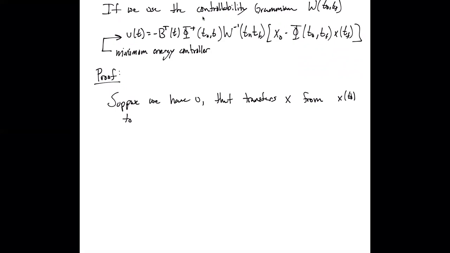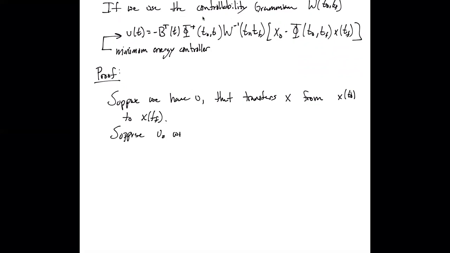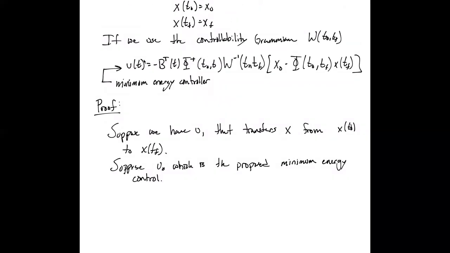Then suppose that we have another controller, U0, which is the proposed minimum energy controller. So U1 is just an arbitrary controller. U0 is this controller right here. And now we're going to step through the process of showing that U0 results in less energy consumed than any U1.